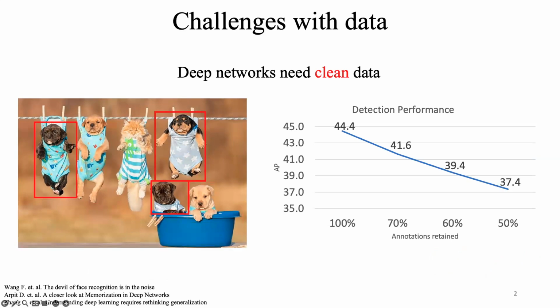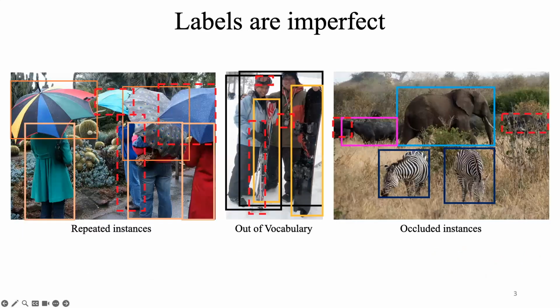As we can see, there is a noticeable drop in performance as annotations are removed. Such label imperfections can be because the annotator didn't annotate repeated instances, out of vocabulary instances, or occlusion. This problem of training models with missing labels is called sparsely annotated object detection.